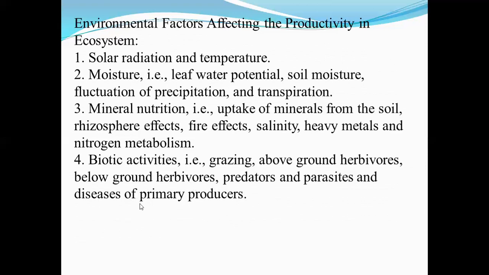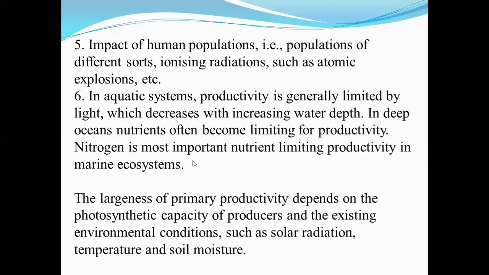These also play a role in productivity of an ecosystem, because if the primary producer is affected by any disease, its rate of productivity decreases. Hence, the ecosystem productivity also decreases. Impact of human populations, that is populations of different sorts, ionizing radiation such as atomic explosions, etc. Especially this particular factor, the impact of human populations, is playing a major havoc in the productivity of most of the ecosystems nowadays. Then in aquatic systems, productivity is generally limited by light, which decreases with increasing water depth.